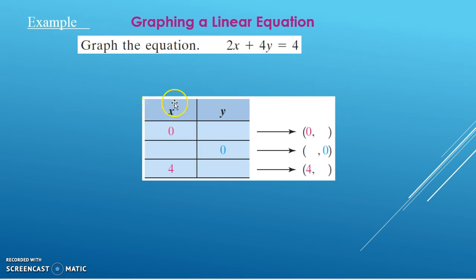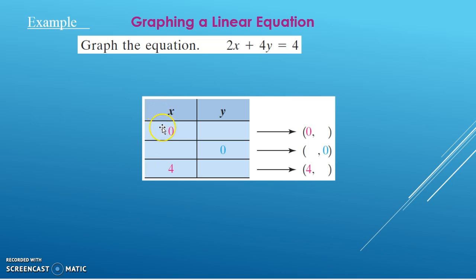It's always great to pick 0 for both x and y and solve for the missing piece, because those are always great points to use. And then they picked a third. We always want to have 3 points to find a line.